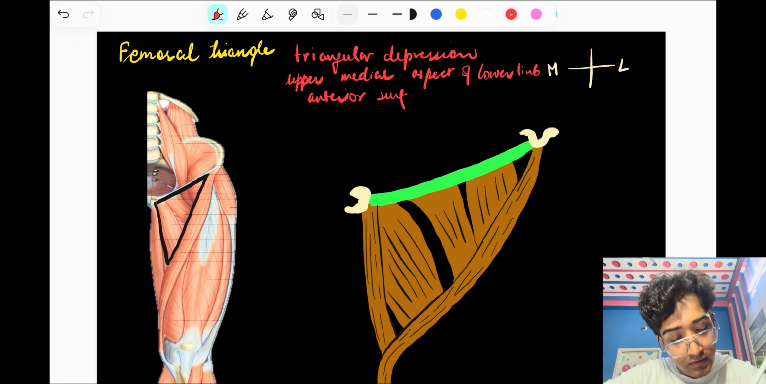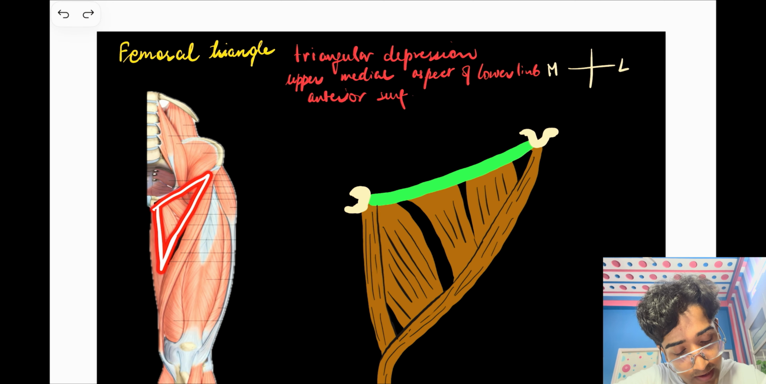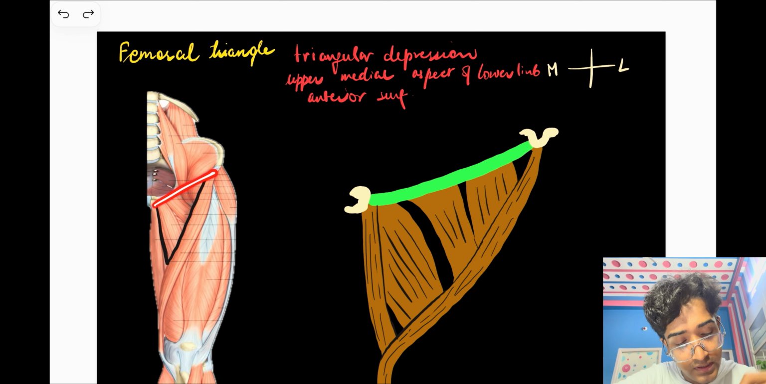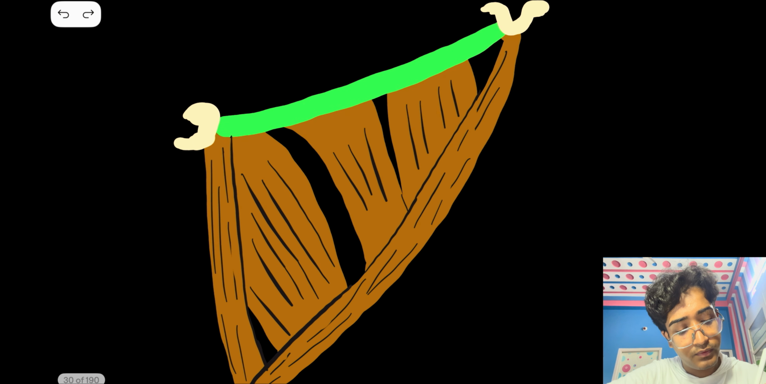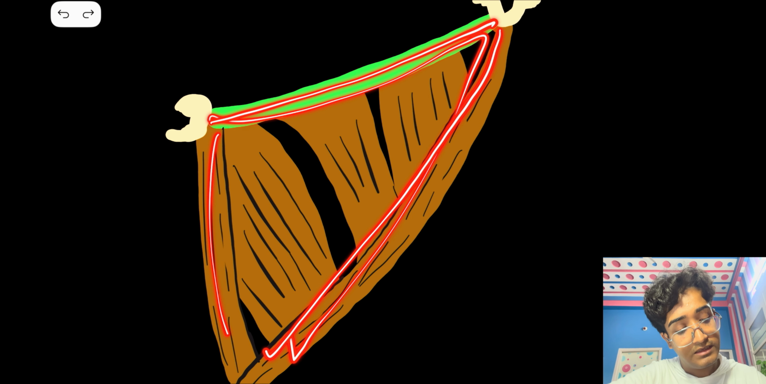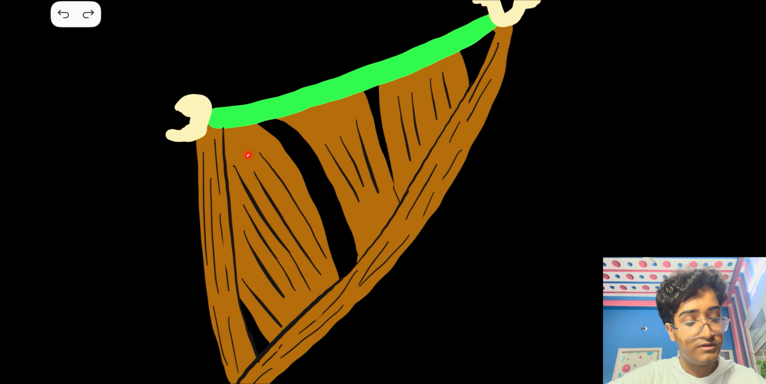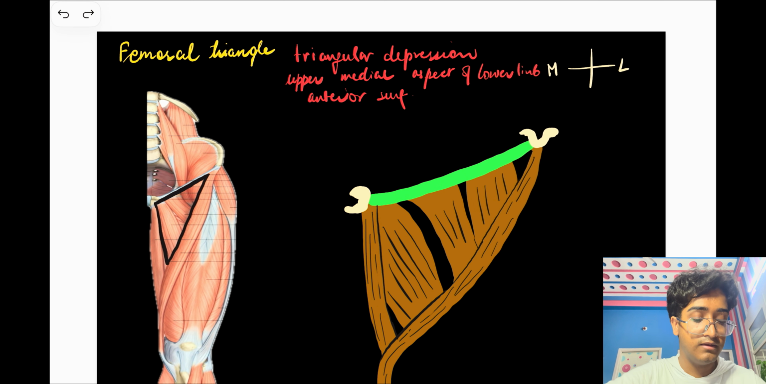See, this is your lower limb, and this is the anteromedial surface where there is the presence of a depression. This area is known as the femoral triangle. So in this video we are going to discuss the boundaries: the superior boundary, the lateral boundary, the medial boundary, the roof, and the floor of the femoral triangle. We'll also discuss the contents later in this video, so stay tuned.